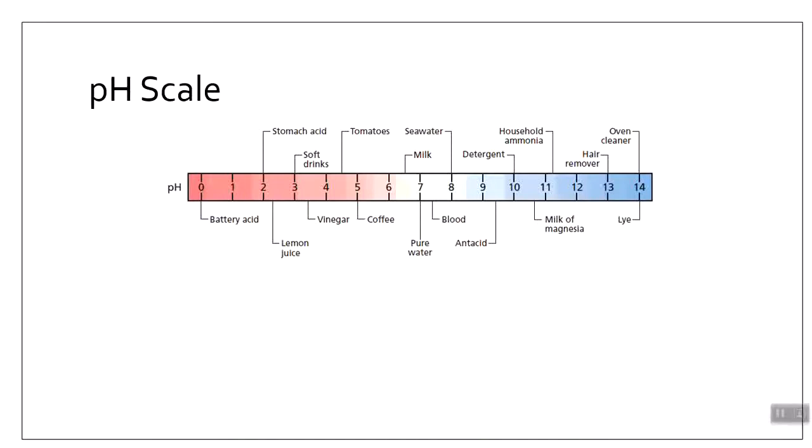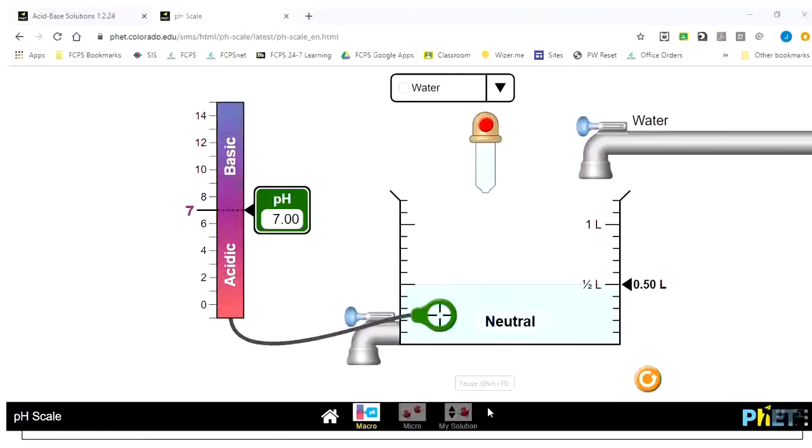So milk you see here is actually slightly acidic. Some of you guys might think that milk is a base, but it's not. So a lot of our foods and drinks are more acidic, okay? Blood is slightly basic. A lot of these are cleaning products or medicine. Okay, milk of magnesia is like a medicine that helps you go to the bathroom. Some other examples I'm going to show you with this simulation.